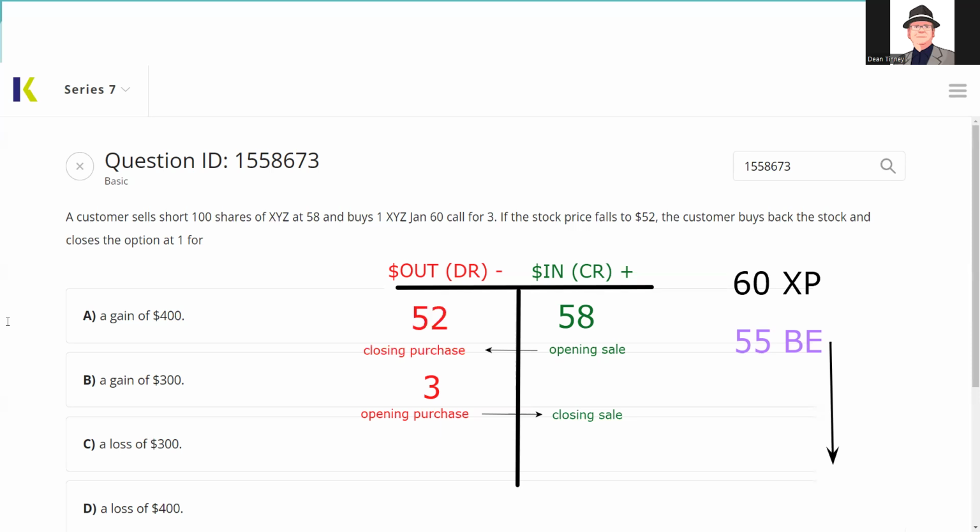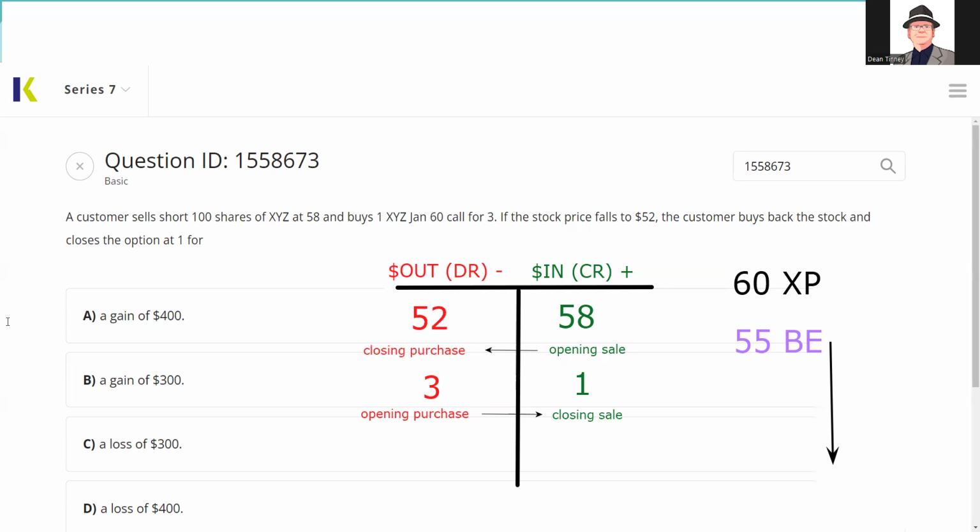So here it says we buy back the stock at 52. By the way, I believe in doing things on a per share basis because otherwise you get all kinds of zeros floating around. So anyways, I'm not going to put 5,200, 5,800, 300. That would still work out the same math, but I'm just not going to do it. And I close out the option for 1. All right, so there's now my closeout.